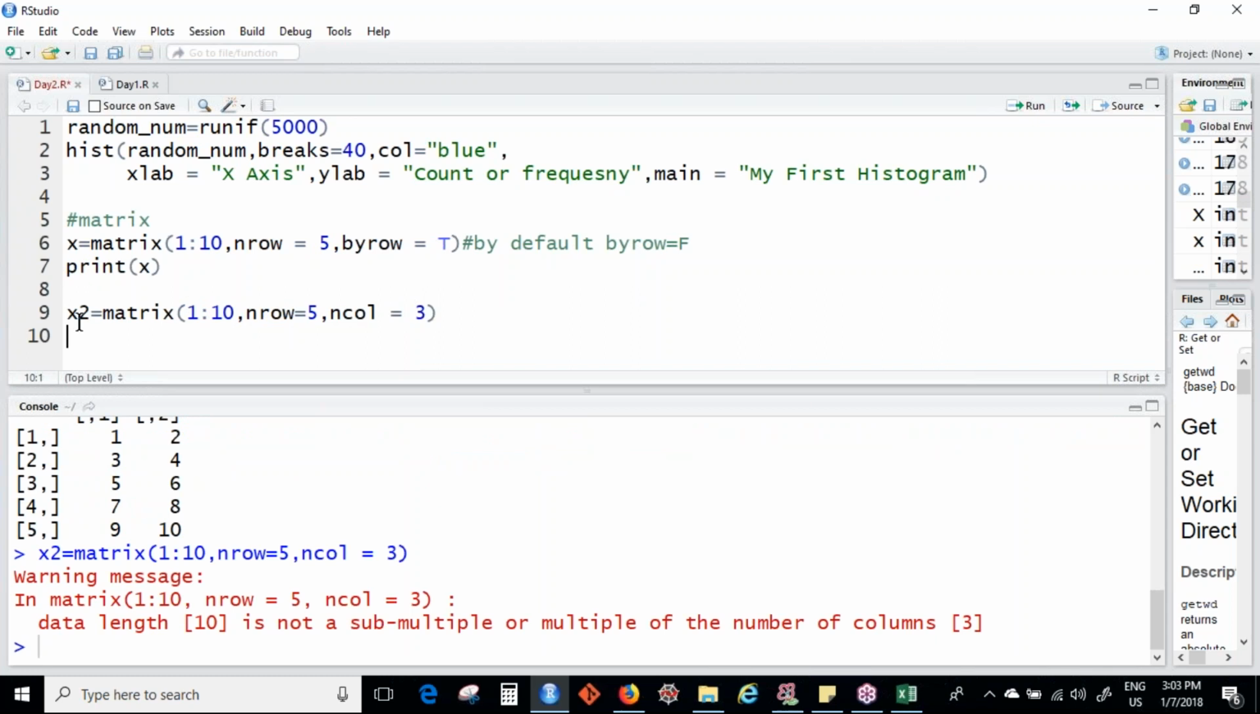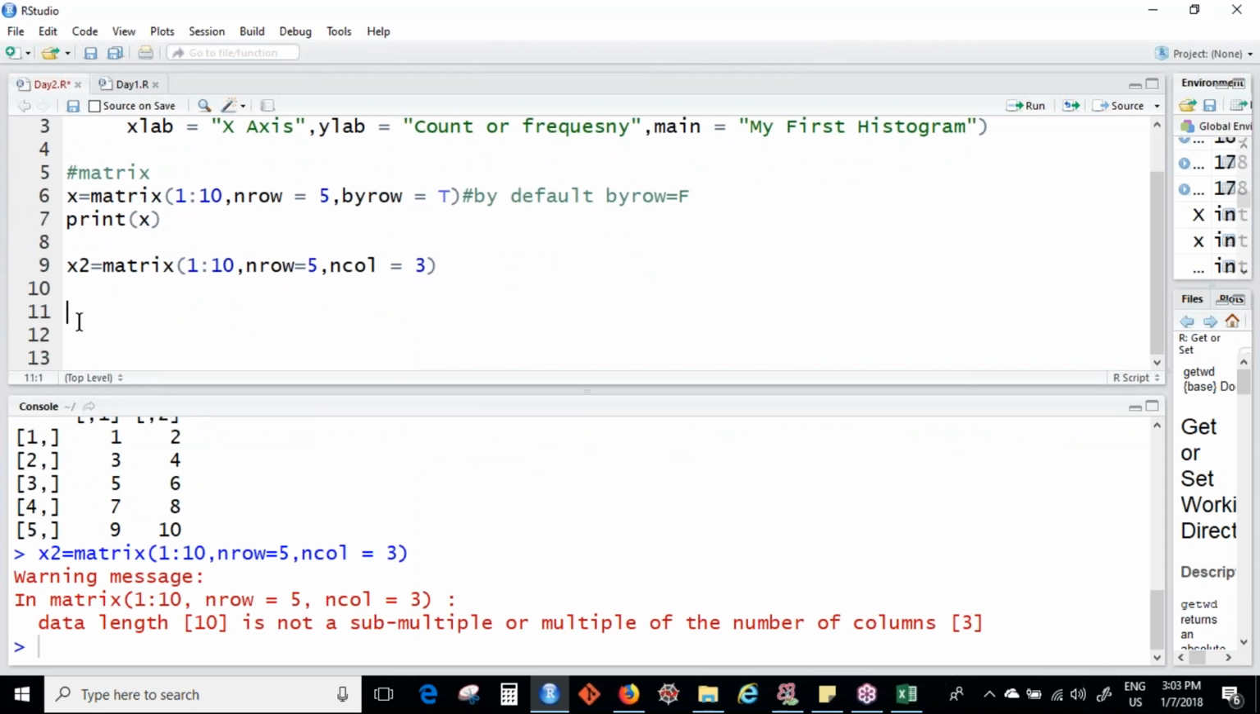Okay, a warning is different than an error. Warnings you can ignore, but error means that the code has not run. But warning means it has run, but it is trying to warn you. So let's see what warning it is giving us.